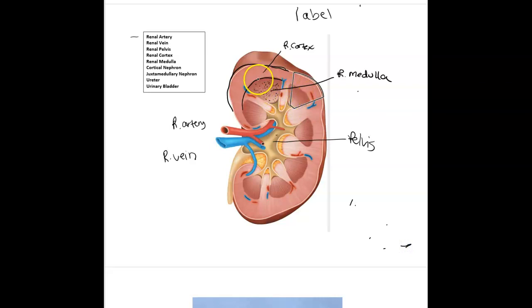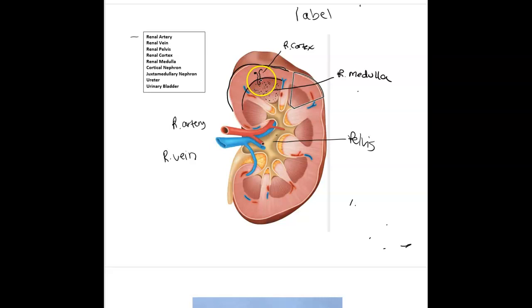And the nephron sort of starts here in the cortex, and it goes down into the medulla, and it comes back up like this. And so this is one of millions of nephrons that are going to make up the kidney. So the kidney is just stacked and stacked and stacked with nephrons, and the nephron is going to be what actually does the filtering of the blood to produce the urine.